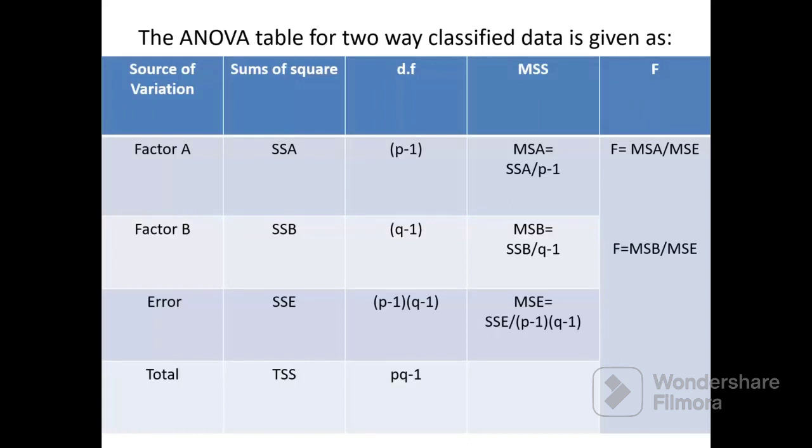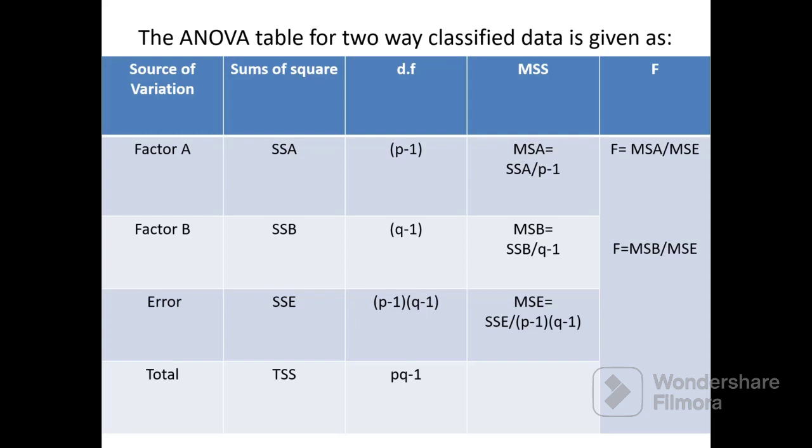And this is the form of the ANOVA table that we have to consider in two-way ANOVA. First, there are sources of variation due to factor A, due to factor B, as well as due to error. Okay, and sums of square due to factor A, sums of square due to factor B, and sums of square due to error. The respective degrees of freedom are also there: P minus 1, Q minus 1, and for error, degrees of freedom it is P minus 1 and Q minus 1.